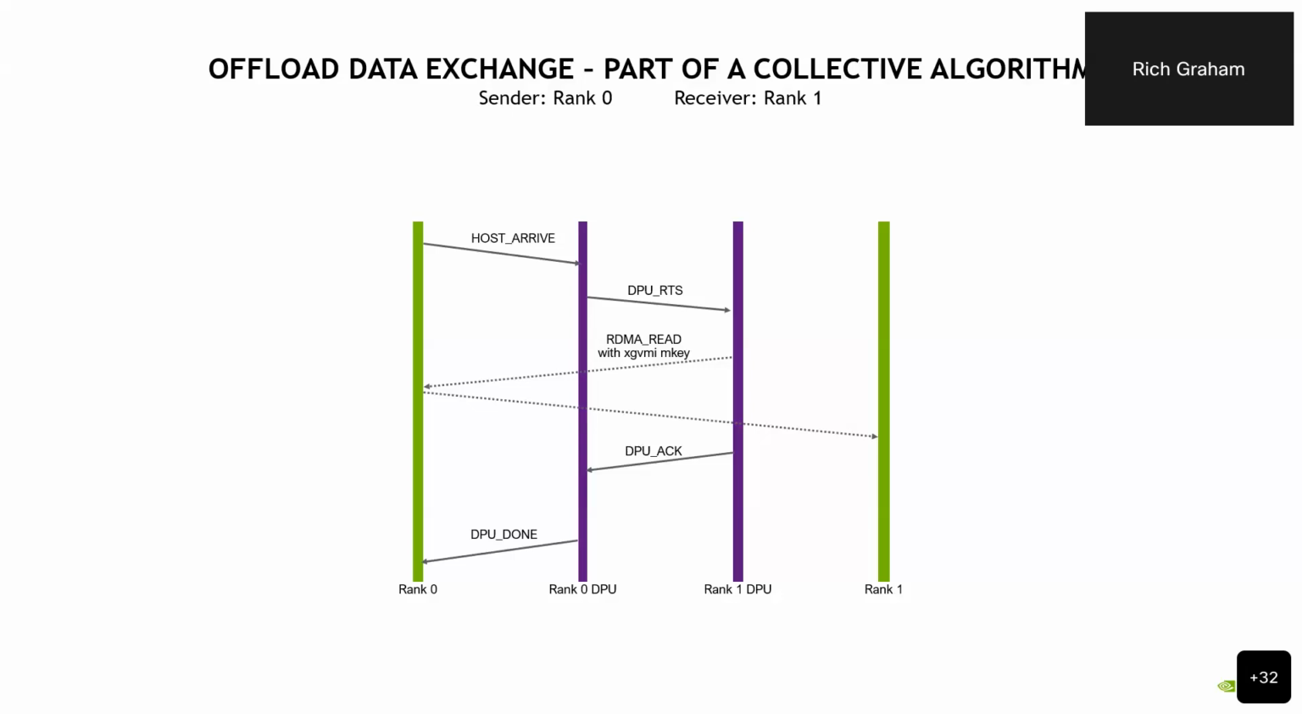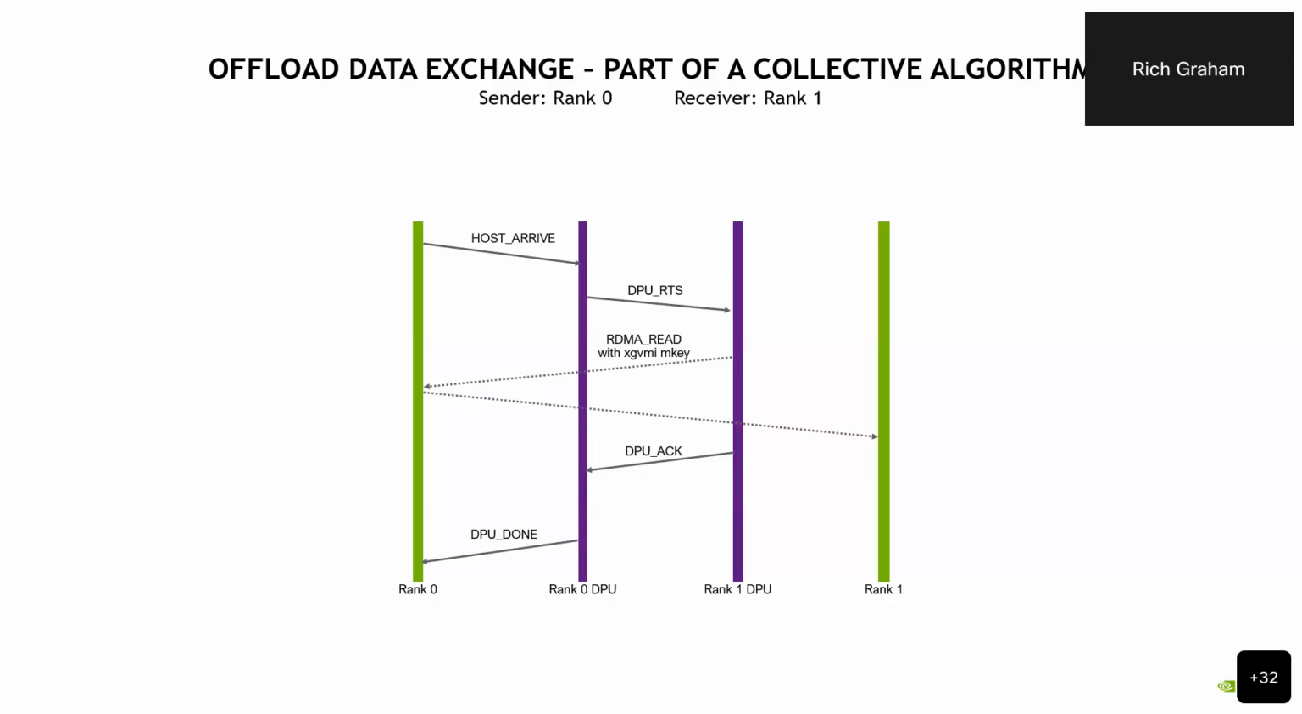I think the text does not match. Oh, it does. I'm sorry. Data from rank 0 to go between rank 0 and rank 1. So this is long data in this case.